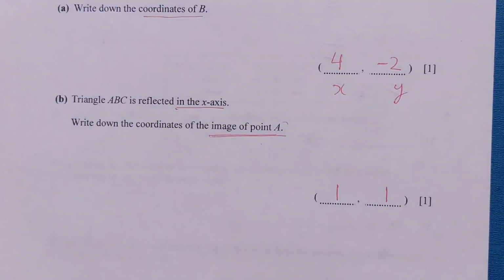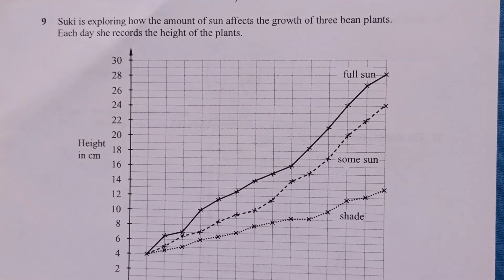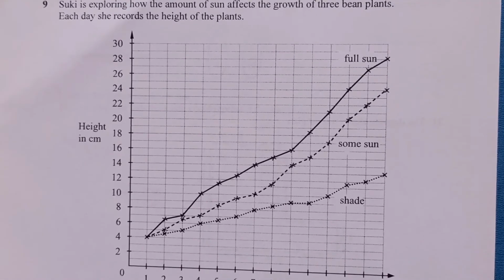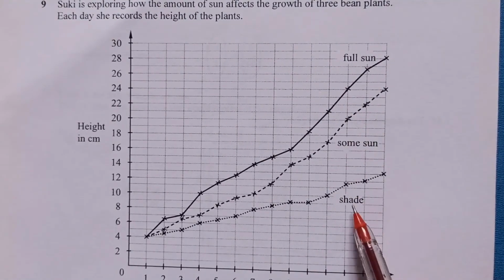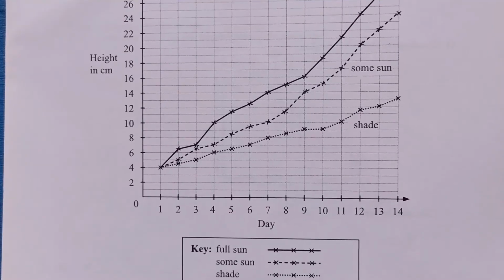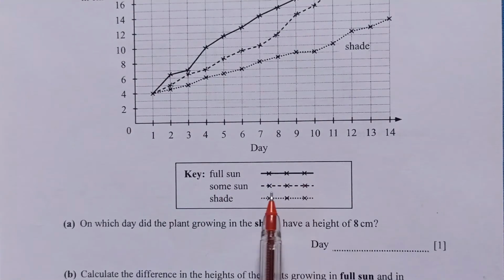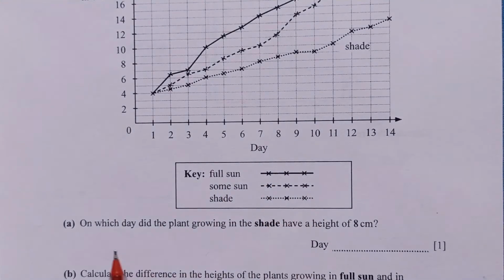So that's the answer for this question. Number 9, this seems to be a tricky question. You see we have graphs here, so you need to be very careful about reading the graphs. So you can see there are 3 lines here. One is shade, some sun. So we have here the key, the bold line, then dotted, then again this dotted line.